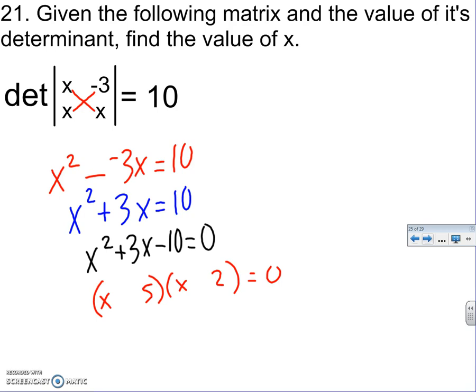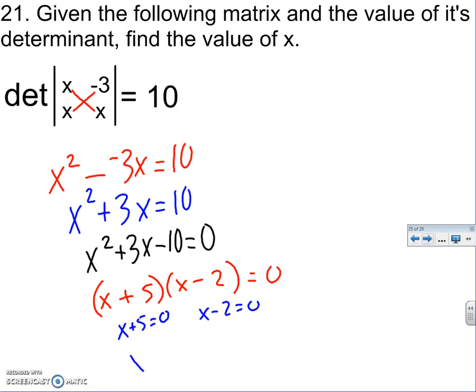So the bigger number has to be positive, the 5 has to be positive, and the 2 has to be negative, because 5 minus 2 is positive 3. Check the L and multiplication. Positive 5 times negative 2 is negative 10. That's good. Fully factored. Solving means you set equal to 0. So the first thing equals 0, or the second thing equals 0.